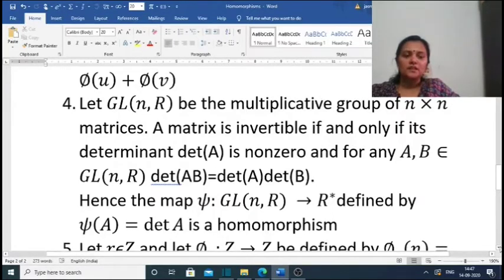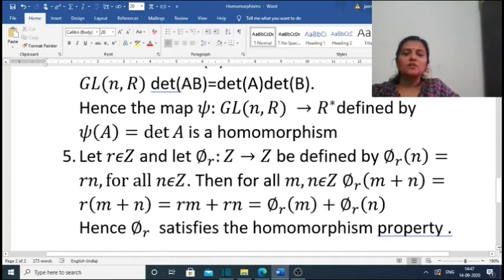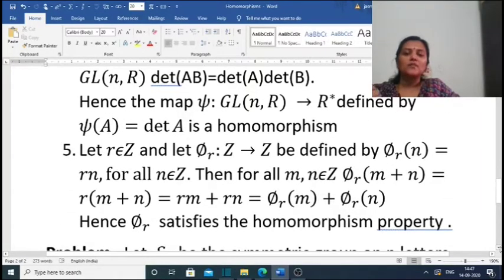Now the next example: let r element of Z and phi r from Z to Z be defined by phi r of n equal to nr for all n element of Z. Then for all m, n element of Z, phi r of m plus n is equal to r into m plus n, which is equal to rm plus rn, which is equal to phi r of m plus phi r of n.